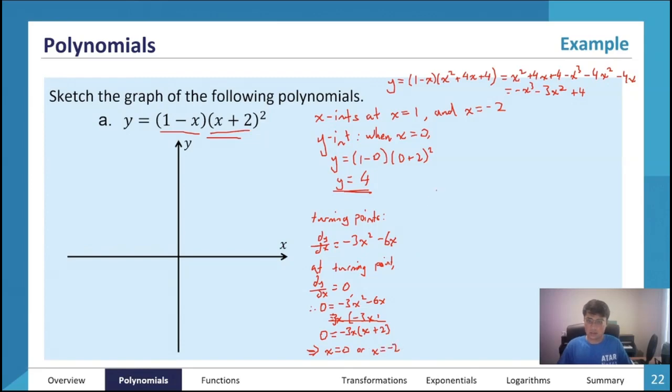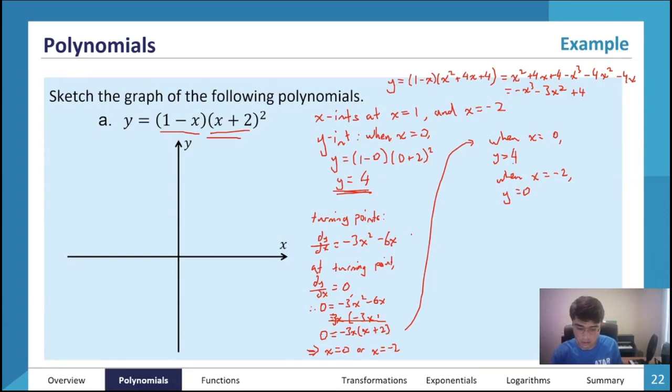I'm just going to move my working up to here now. When x is equal to 0, y is equal to 4. We know that from when we found the y-intercept. And then when x is equal to negative 2, we know from our x-intercepts that that is going to be y equals 0, because we have an x-intercept at x equals 2, right there.